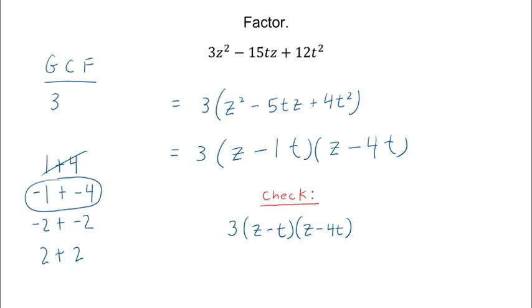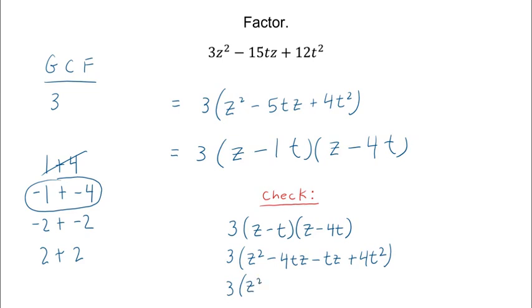When we FOIL this factorization back out, we get z times z, which is z squared. And of course, I'm going to bring down my GCF. Z times negative 4t is negative 4tz. Negative t times z is negative tz. And negative t times negative 4t is positive 4t squared. Now let's combine our like terms.